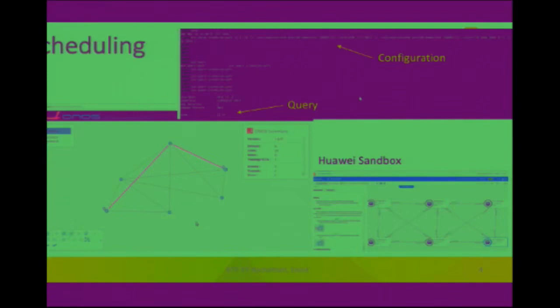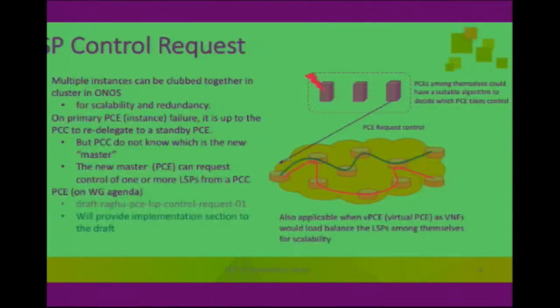And we used the Huawei sandbox to get the topology, and used our controller on our machines here, and got this topology done. So the second problem that we worked on was initially sort of ONOS specific, where we realized that multiple instances can sometimes form a cluster, and multiple PCE instances are working together in ONOS for scalability, as well as to make sure that if one instance goes down, another instance can take over.